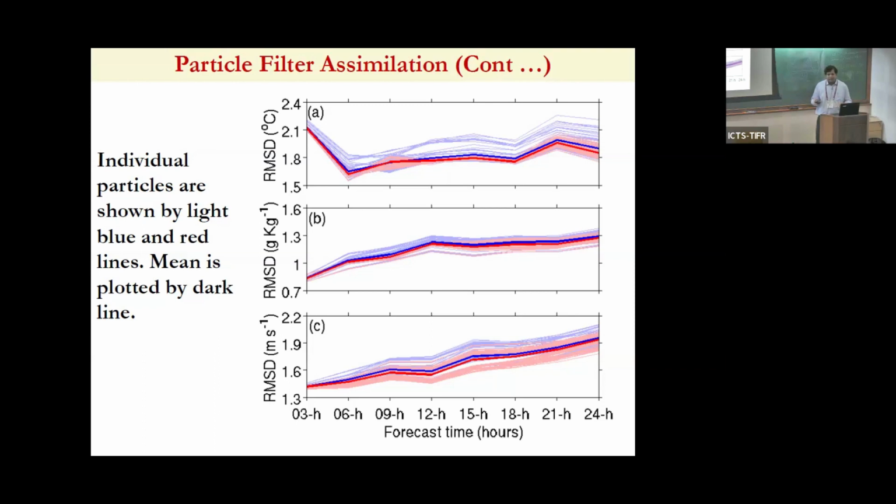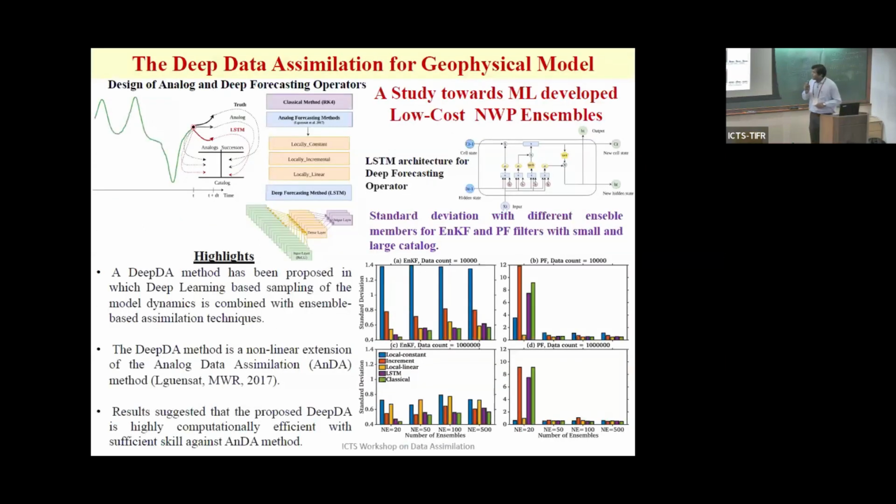Okay, so we tried this experiment and we found that this rainfall assimilation is possible using the particle filter. Now this is a kind of incomplete work. I did not complete it, but I want to discuss it. It's a framework in which I want to use deep learning methods to generate larger and larger ensembles.